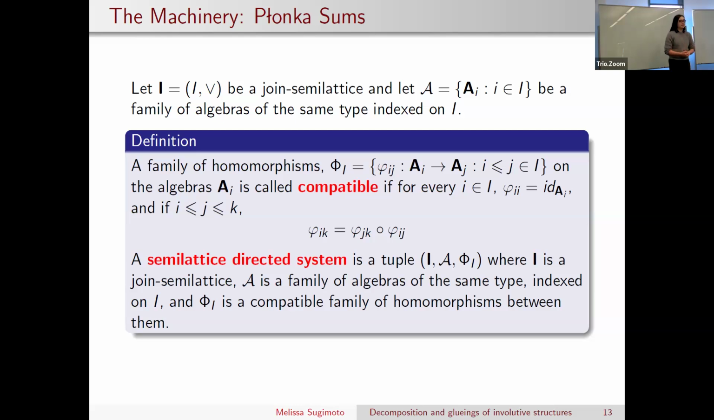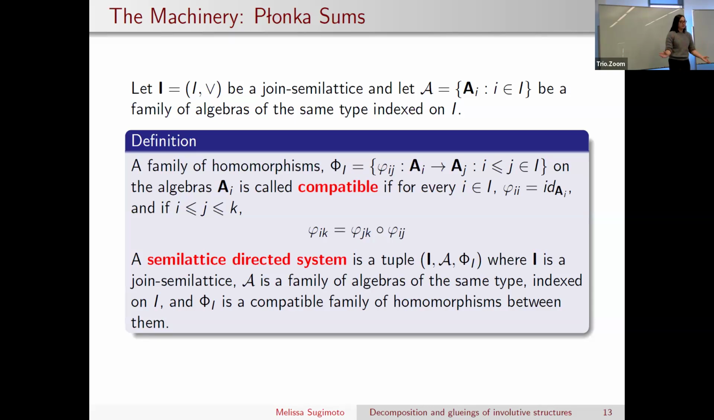Then the third ingredient is what's called a compatible family of homomorphisms. And what do I mean by that? We'll say we've got a family, capital Phi, indexed by I, so that we have phi_ij going from the algebra A_i to the algebra A_j whenever i is less than j in our index set. We call this family compatible if it composes nicely: if phi_ii is just the identity on the ith component, and if phi_ik is equal to the composition of phi_jk and phi_ij.